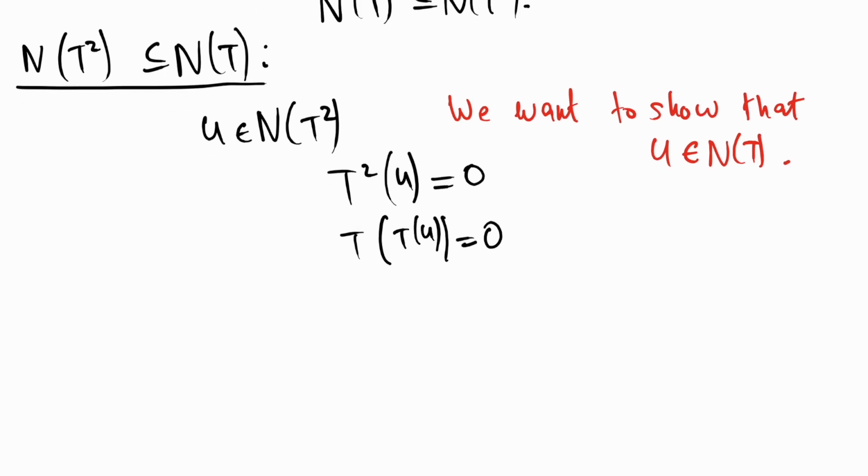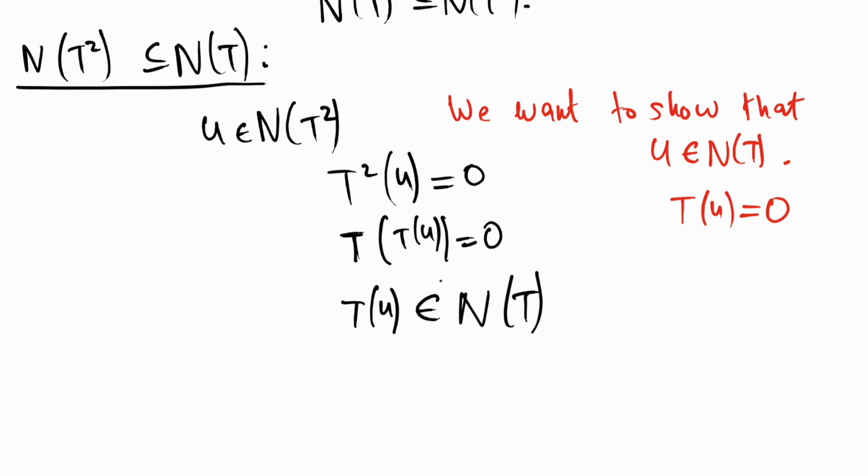In other words, we want to show that T of U is equal to 0. From this equation, since T of this element is equal to 0, we can deduce that T of U is in the null space of T. And if this seems a bit abstract, I'll make it a bit easier to understand.